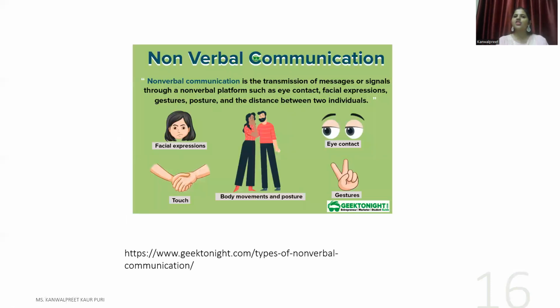Now let's see, non-verbal communication is the transmission of messages or signals through a non-verbal platform such as eye contact. Suppose you go to your parents and ask for money, and the amount is huge. Just by the looks, if they show you their eyes or make some facial expressions, you understand that they are not going to give you money, or maybe they are questioning you. So facial expressions, eye contact, gestures, your actions, body language, posture, and the distance between two individuals. These are all non-verbal. Here words are not involved. When you go to an interview, the way you present yourself, the way you enter the room, or your dressing also becomes a part of non-verbal communication.